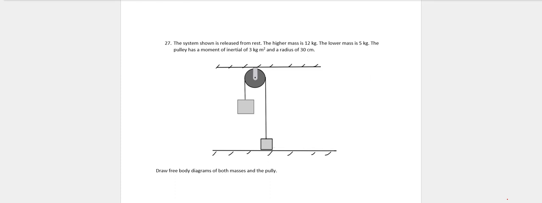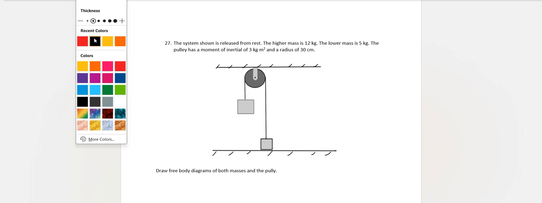We're going to discuss number 27 in your homework, which is virtually the same problem as 26, but you're going to attack it with a different method. All right, so the first directions: draw free body diagrams of both masses and the pulley. So let's discuss this animal right here.